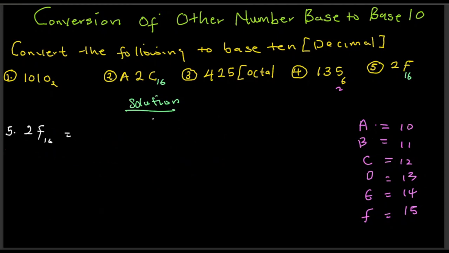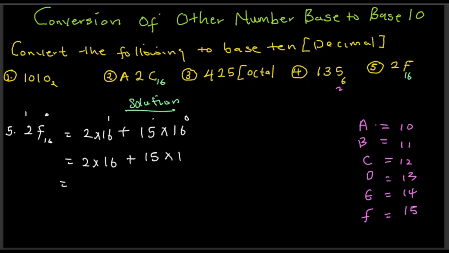Number 5 says 2f base 16. Remember what I told you about the letter. So f is 15, right? So we give them power 0, 1. So this is 2 times 16 to the power of 1 plus 15 times 16 to the power of 0. So this is 2 times 16 plus 15 times 1, because 16 to the power of 0 is 1. So this equals 2 times 16 is 32. 15 times 1 is 15. So we add up 32 plus 15 is 47 base 10. So this is it. I believe by now you should have known how to convert other number base to base 10.